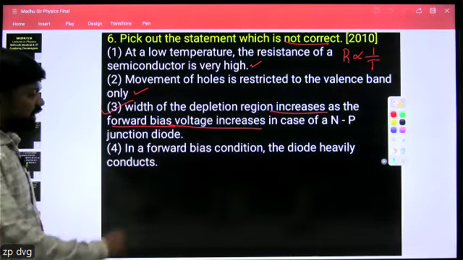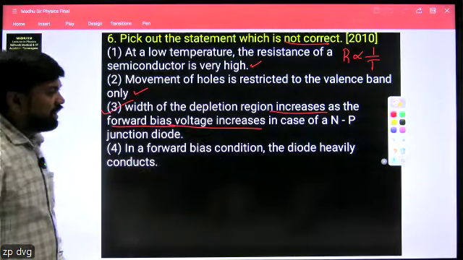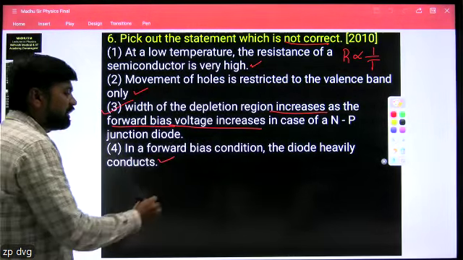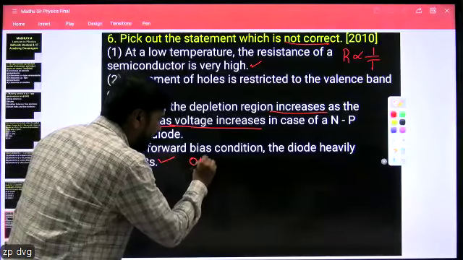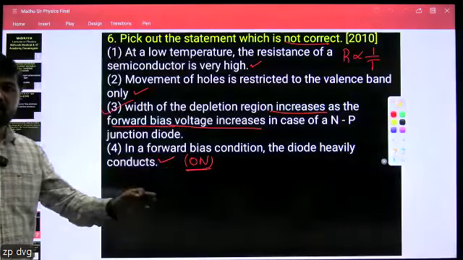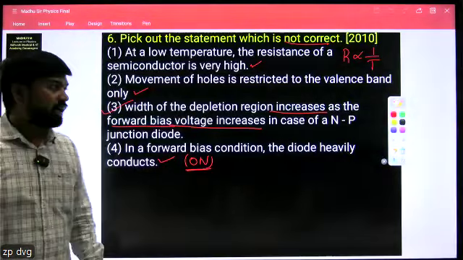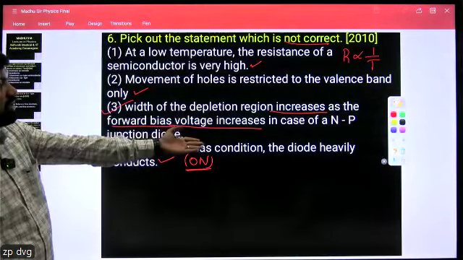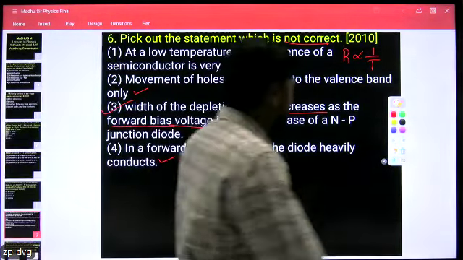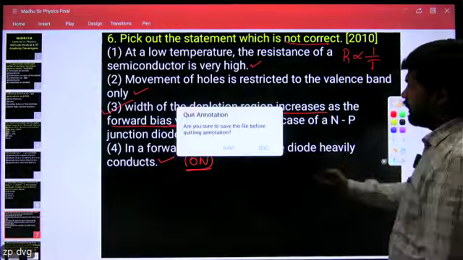Option 4 ಕೂಡ ಚೆಕ್ ಮಾಡೋಣ. In forward bias condition diode heavily conducts ಅಂತ ಕೊಟ್ಟಿದ್ದಾರೆ. That is also true. ಯಾಕಂದ್ರೆ diode acts as a switch on in ಯಾವ bias? Forward bias. Diode acts as a switch off in which bias? Reverse bias. Now, which one? It's just which of the following statement is wrong ಅಂದ್ರೆ option 3. So that's why option 3 is the right answer. Okay, next question.